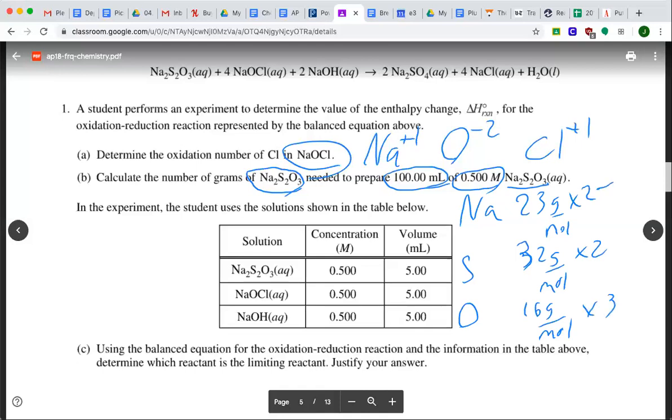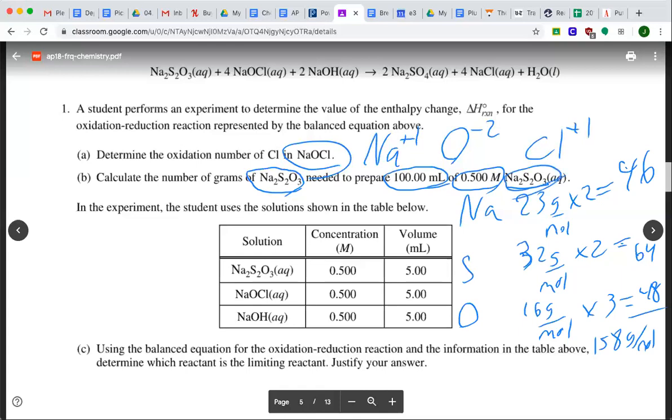So this is going to give us, I'm just going to write numbers here. So we're going to have 46, and then 64, and then you're going to have 48. Okay, so it's pretty easy to add 46 and 64. You're going to get 110 plus 48 is going to be 158. So you're ultimately going to wind up with 158 grams per mole. Okay, that's for this compound.